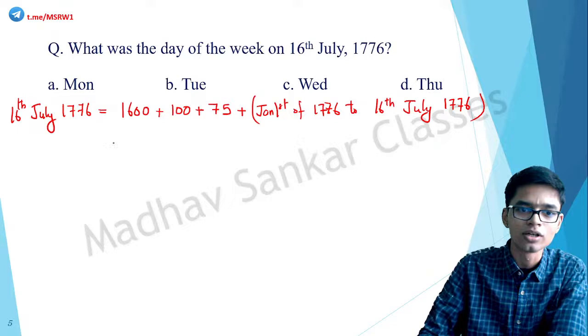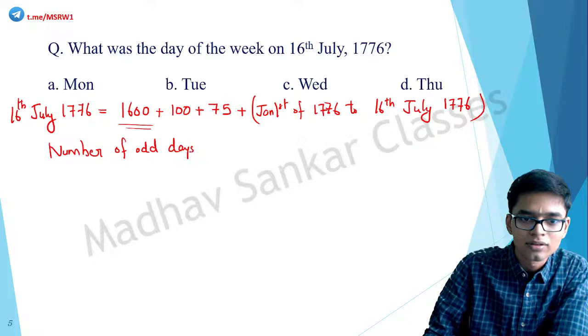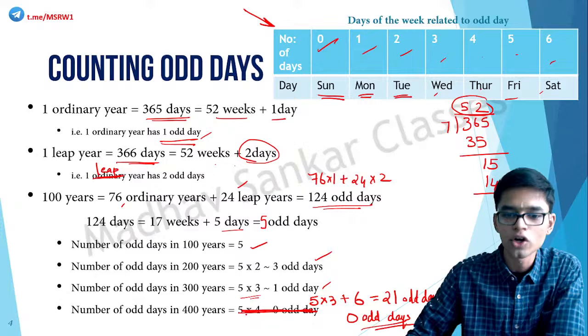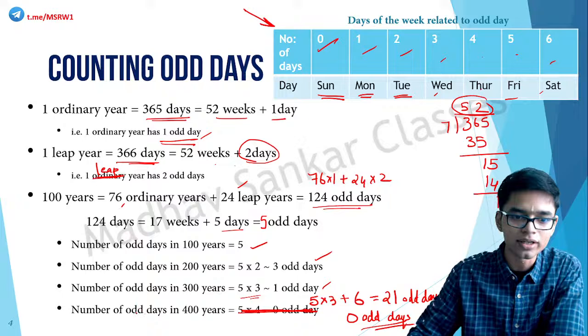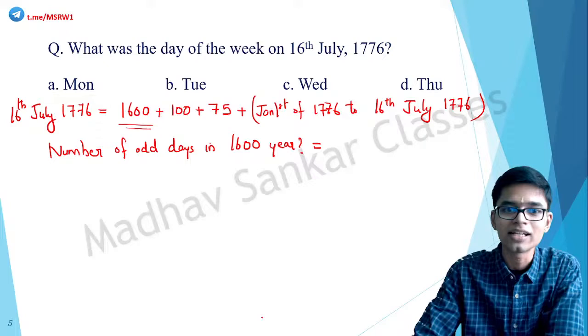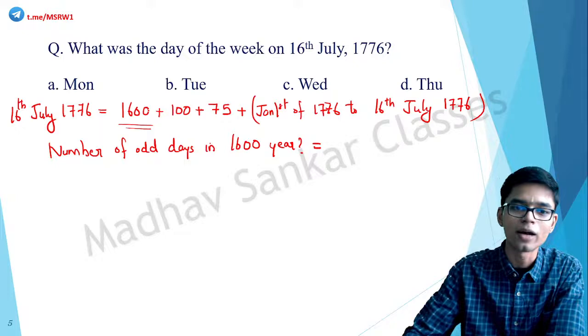1600 years, first of all, we can start with this. What is the number of odd days in 1600 years? I wrote here, number of odd days in 400 years is 0. Correct? So every multiple of 400, so basically 400, 800, 1200, 1600, 2000, in all these cases, number of odd days is 0. Understood? That is why we split 1776 based on 1600 plus, etc., because we can completely put the number of odd days as 0. So number of odd days in 1600 years is 0.